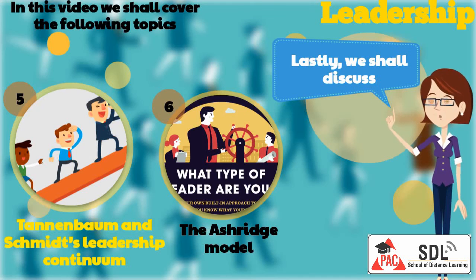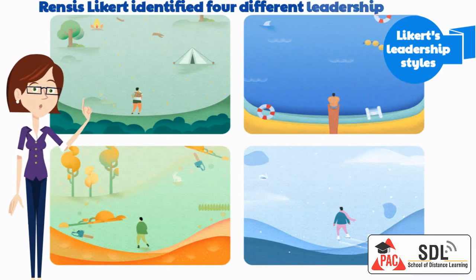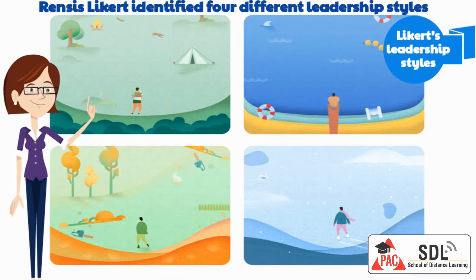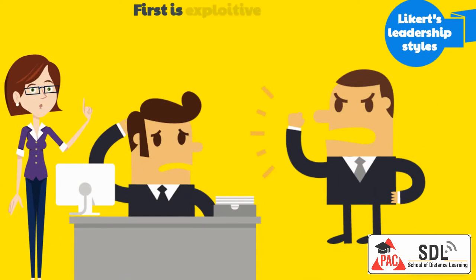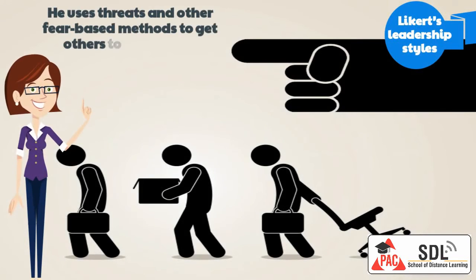Lastly, we shall discuss Likert's leadership styles. Rensis Likert identified 4 different leadership styles. First is exploitive authoritative, in which the leader has a low concern for people. He uses threats and other fear-based methods to get others to do what he instructs.